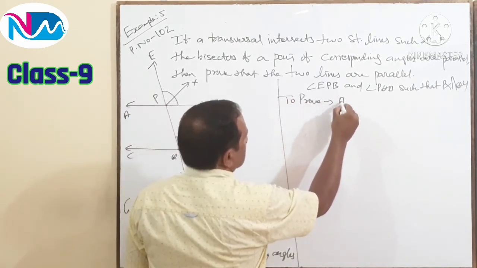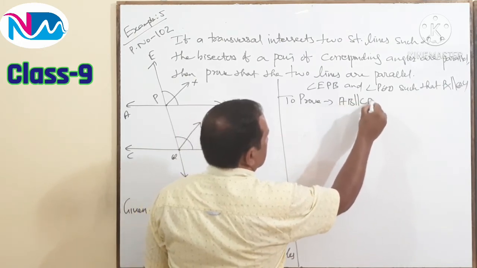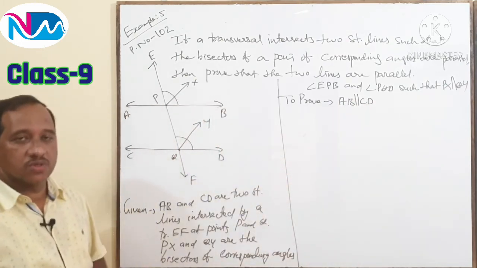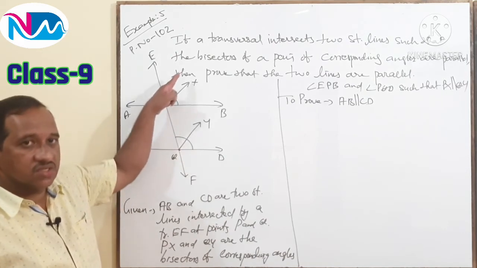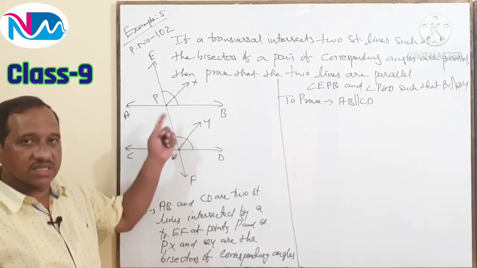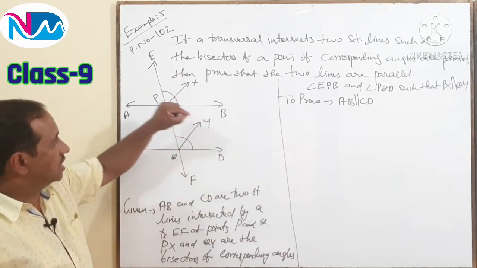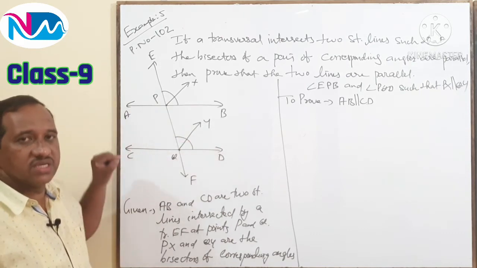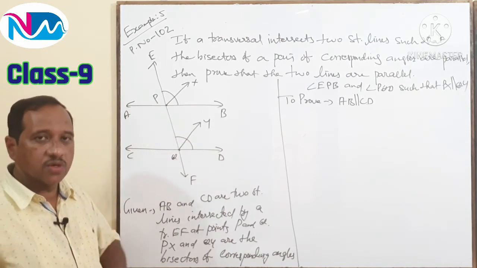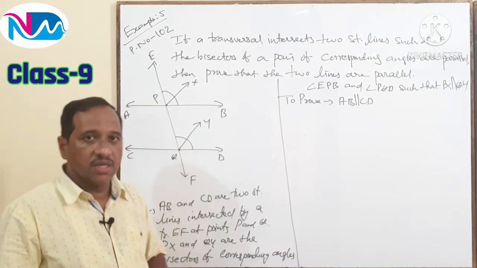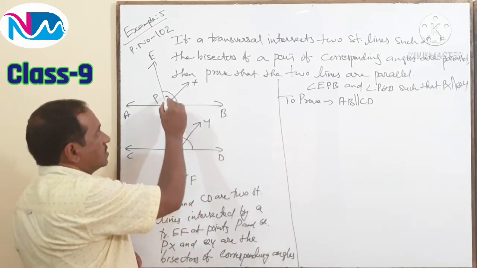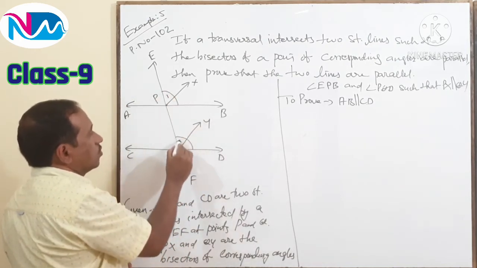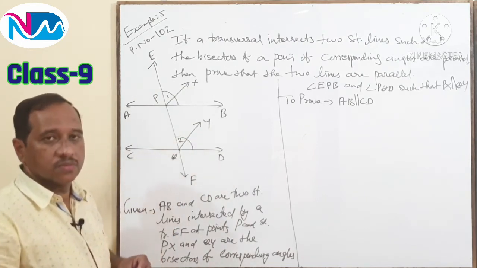To prove that AB is parallel to CD. If the bisectors of a pair of corresponding angles are parallel, then prove that the two lines AB and CD are parallel. Here we don't want any construction. Anyway, I give this is angle 1 and this is angle 2.